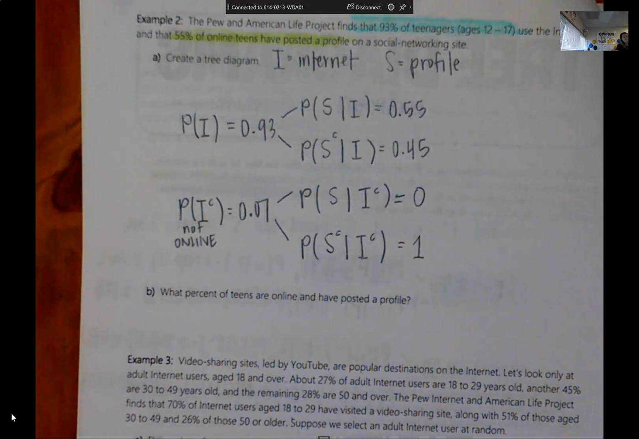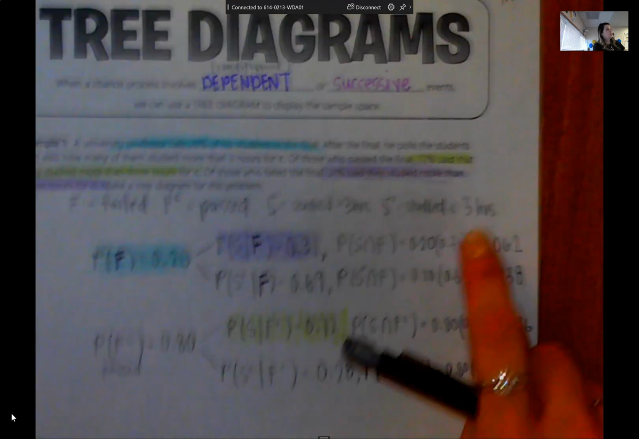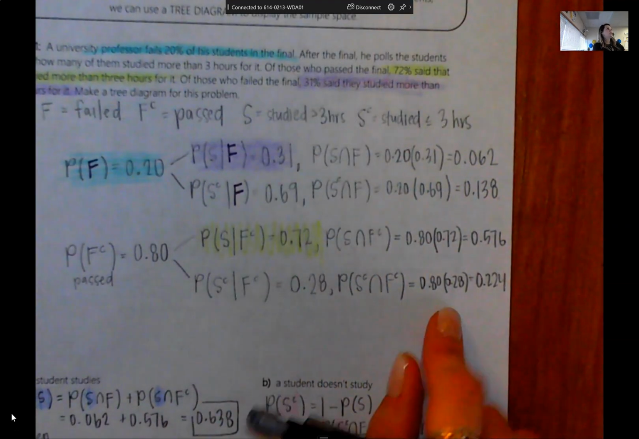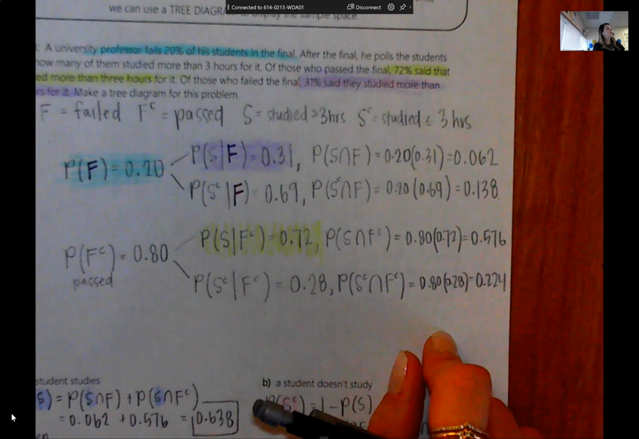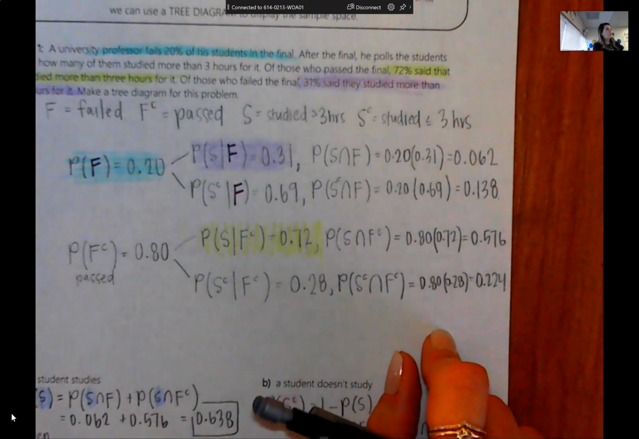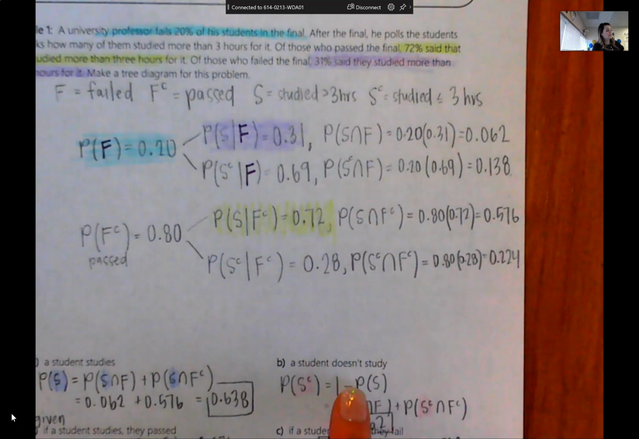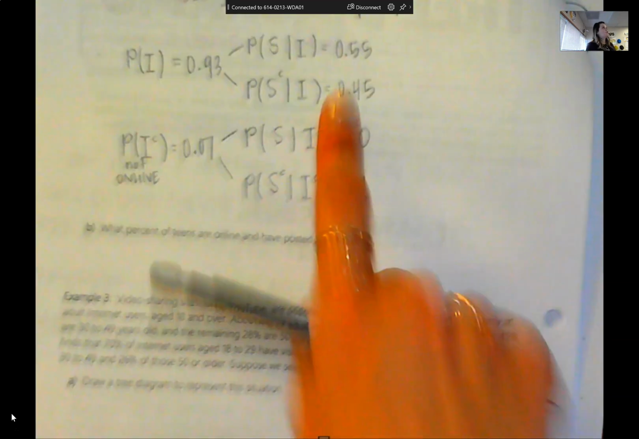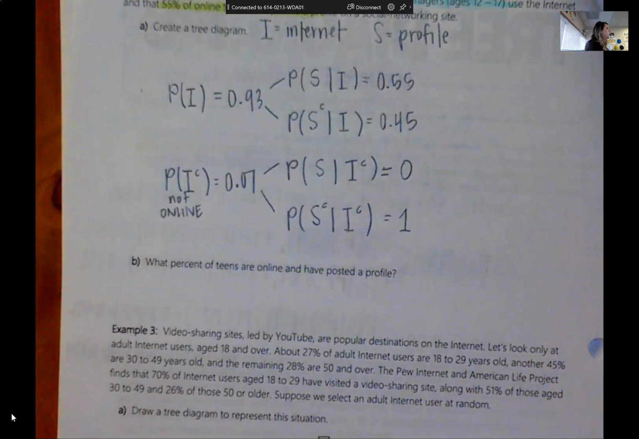Now, when they ask you to do a tree diagram, this is how far you take it. You do not have to do these intersections. A lot of the time you'll need them to answer a question, but for the actual tree diagram, you're not obligated to do this last step. So we can leave that tree diagram just like that.